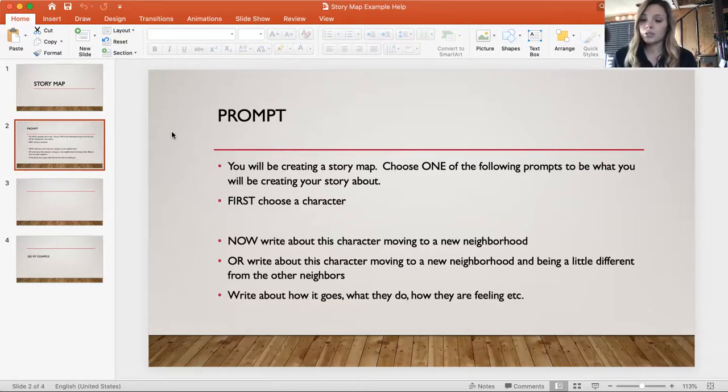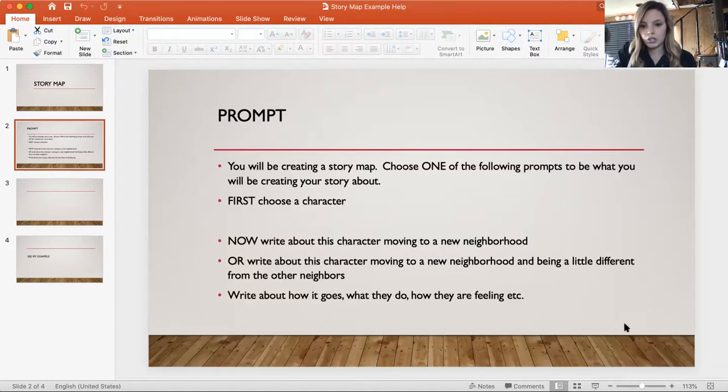Be sure in your writing to include how it goes, what they do, and how they're feeling, because I think regardless, if a character is moving to a new neighborhood, they might have some feelings about it. I want you to make sure to include those in your writing, and also to try to include those adjectives and maybe those alliterations that I talked about on the last video. So you have two options of what you would like to write about. I'm giving you the freedom to choose which one seems an easier fit for you, and which one might be the better choice for you.